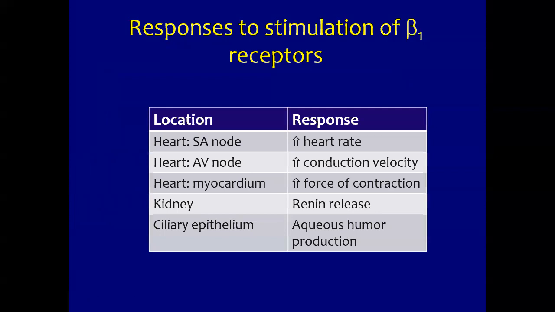So we discussed alpha 1 as well as alpha 2, now beta 1. They are coupled with which protein? Gs. Increased cyclic AMP will increase heart rate, cause increased conduction velocity, and increased force of contraction in the heart. Beta 1 receptors are mainly in the heart, and in the kidney for renin release, and in the ciliary epithelium for aqueous humor production. That is why beta receptor antagonists are very useful drugs in the treatment of an eye condition associated with increased humor production, glaucoma.